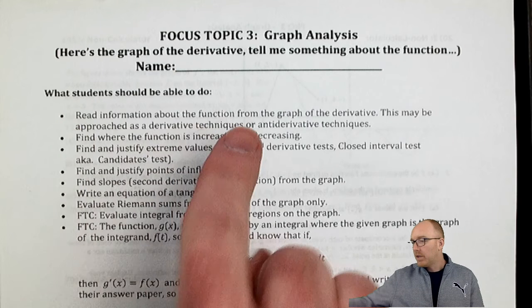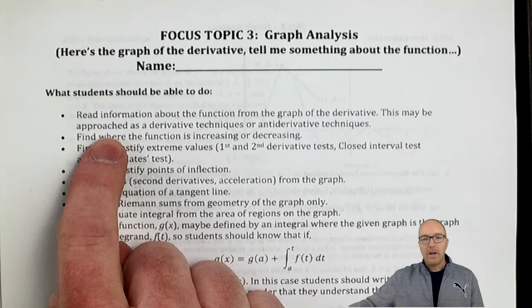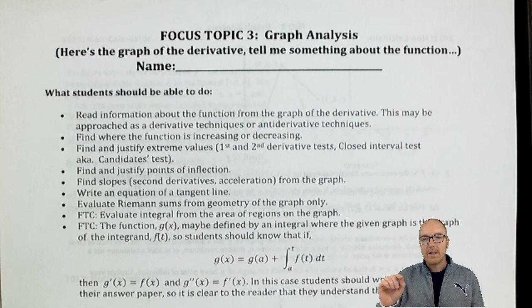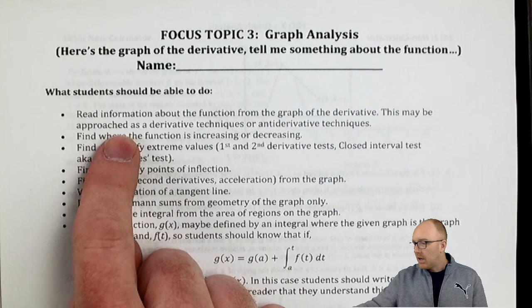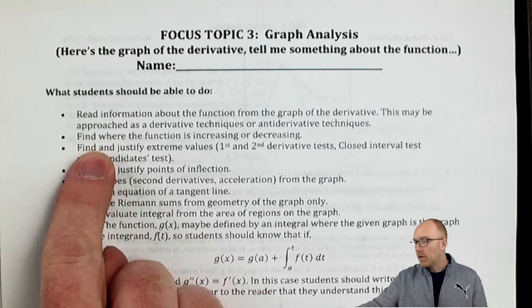Read information about the function from the graph of the derivative. So this is often how they show it. They show the graph as a derivative of some function, and you have to interpret what that means. This may be approached as a derivative technique or an anti-derivative technique, and we're going to talk about a question in a minute. I'll tell you what that means, how that relates.